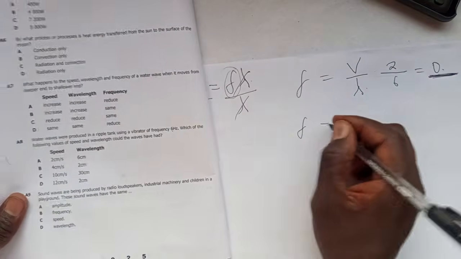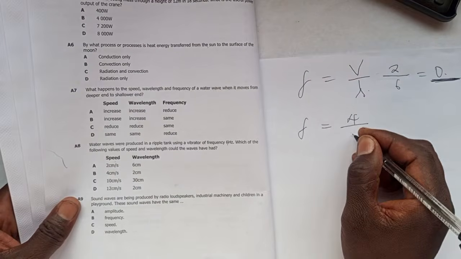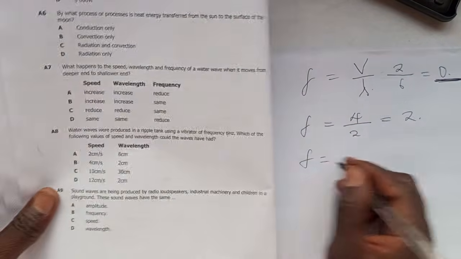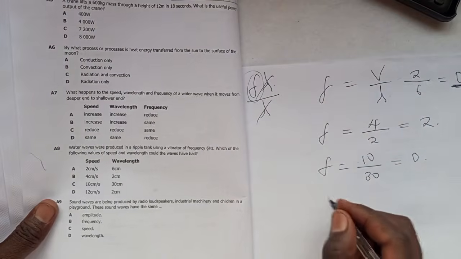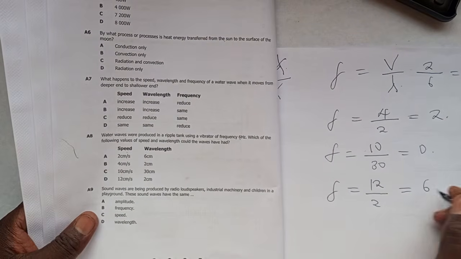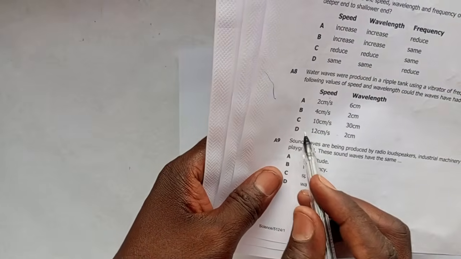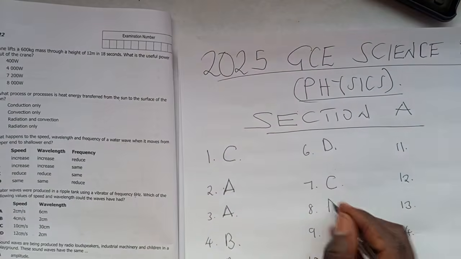So we move on to the next one. We have speed of 4 centimeters per second over 2. The answer is 2. This is wrong. We go to the next one. Frequency is speed, 10 over 30. The answer is 0. As you move, you even stop, because the frequency is not 6. What about this one? Speed is 12 over 2. The frequency is 6 Hz. So the answer is where we have these values. And where do we find them? On option D. So the answer is D. Question 8, the answer is D.